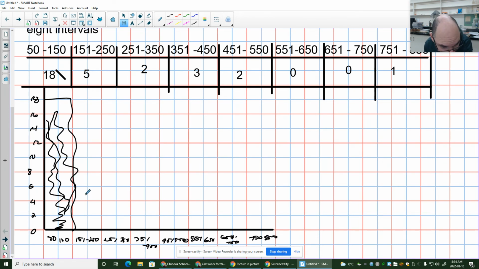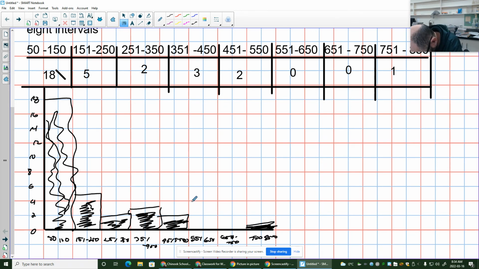Okay, and then we got 5 for the next one. That's 6, so 5 would be halfway. 2 for the next one. 3 for the next one. 2 for the next one. Couple of zeros, so we don't need a bar at all. And then 1 for the very last one. Okay, so that's how we do a histogram. Okay, so there's our shape.